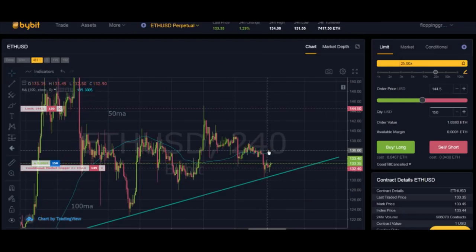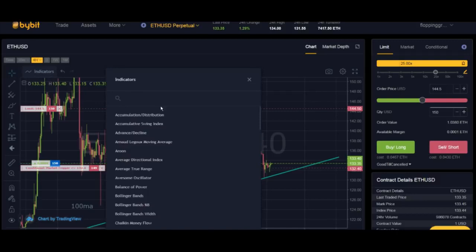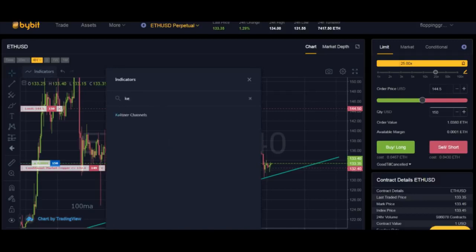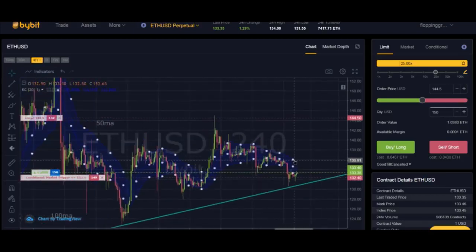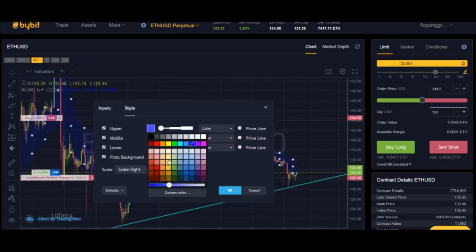I'm going to get rid of these MAs real quick, and I'm going to show you guys a few indicators that I really love. The first one is the Keltner channel. I was looking at this earlier. I always like to change the colors on it too.